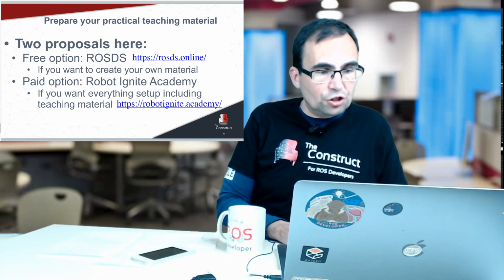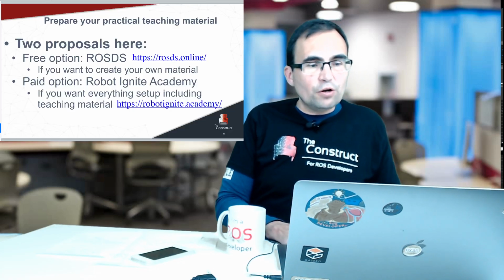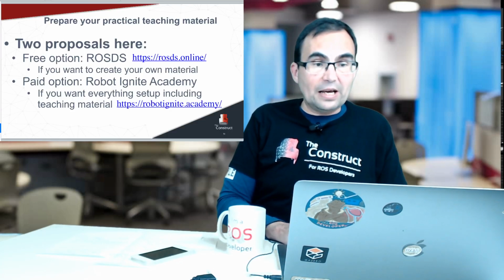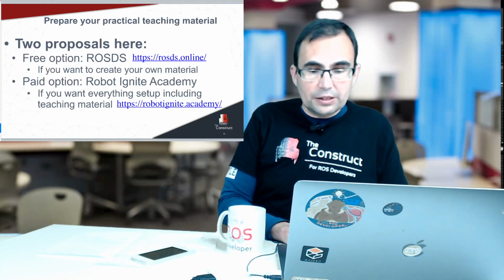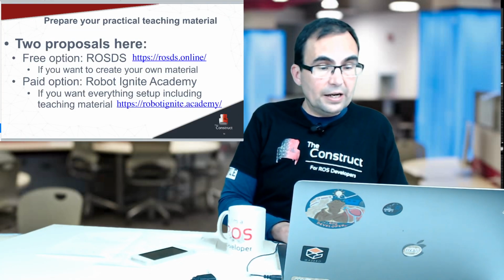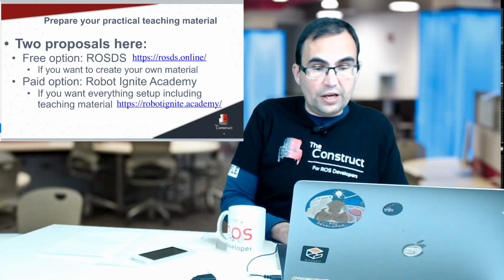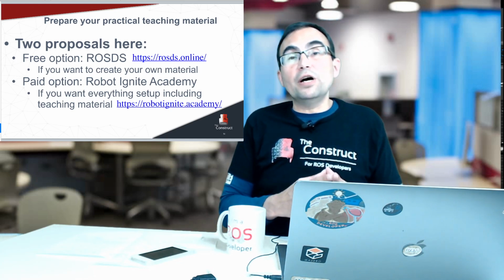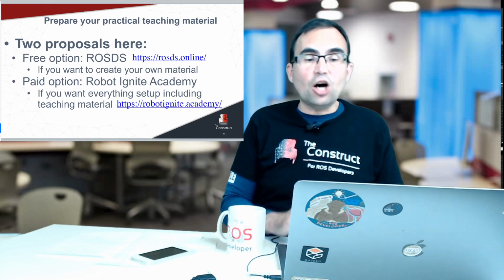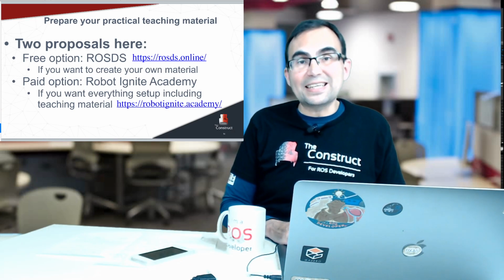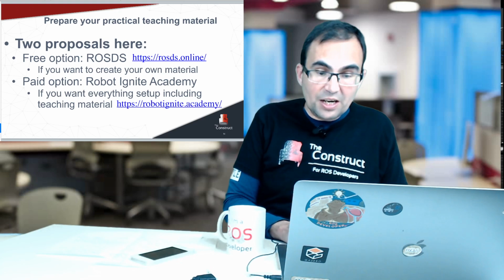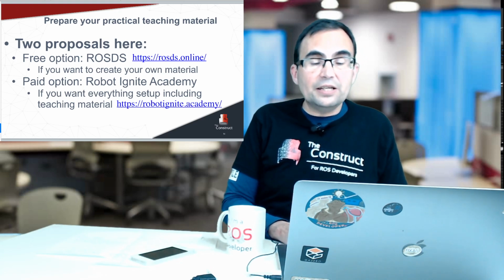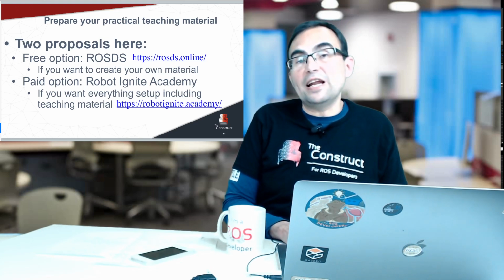Okay, so let's continue, because it's getting late. So I showed you the free option. As I mentioned, I have already described to you the free option that you have there, and yes, it is ROS DS. Then we have another option, which is a paid option that we call the Robot Ignite Academy, and you can see here the address, and there you already have everything set up for you.